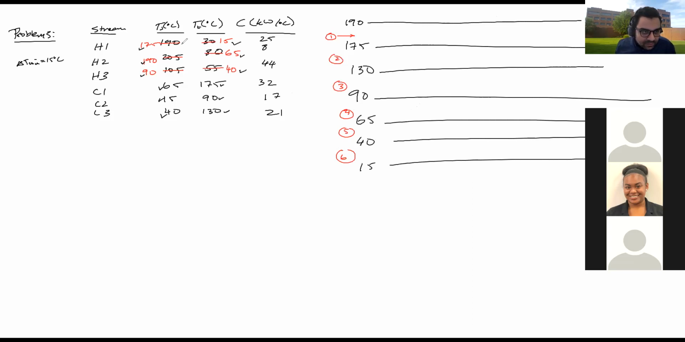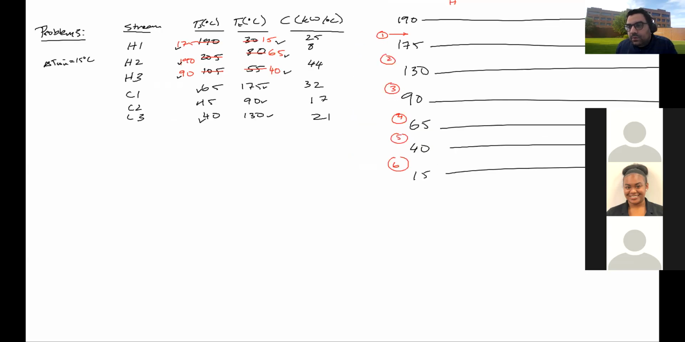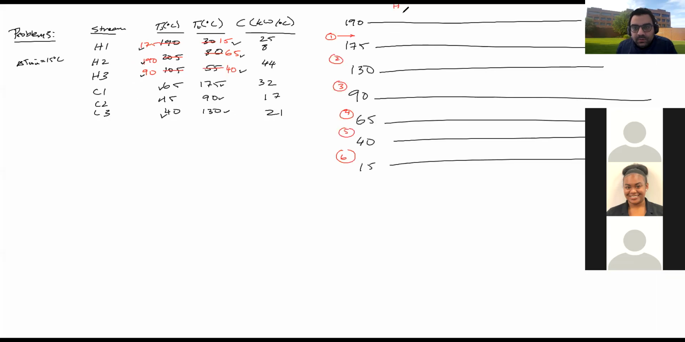Hopefully, so 190, 75, 30, 15. I'm just going through the calculations again. Okay, good. So now let's plot the streams. I have H1, H2, H3, C1, C2, C3.